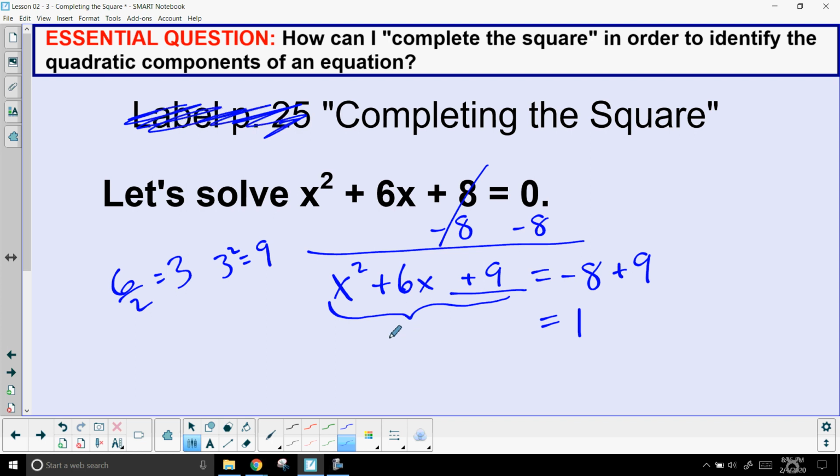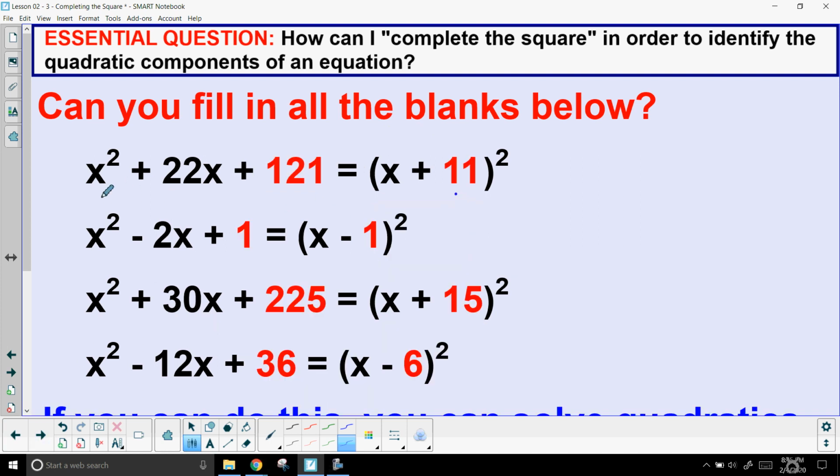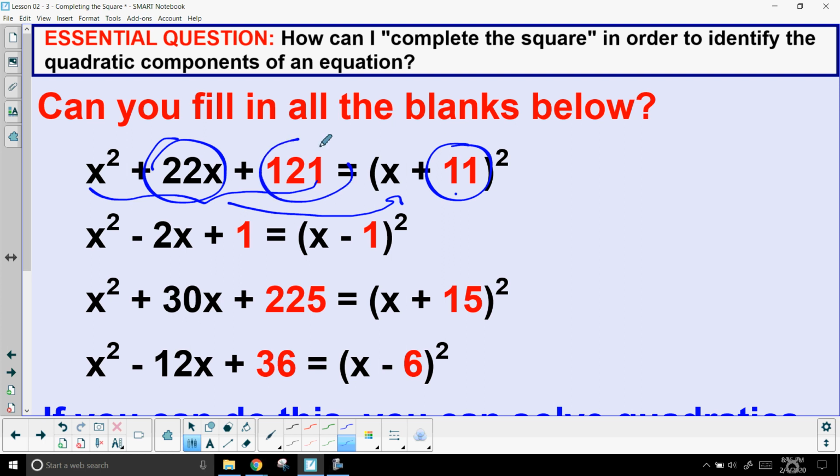So x plus 3 squared. See that 3 coming back into play? Again, just like the previous screen, or here, I'll go to this one. Again, see, if we were to factor this, reduce this, it would be x plus 11. Again, half of 22 is 11. 121 is 11 squared. That's where this idea comes from.